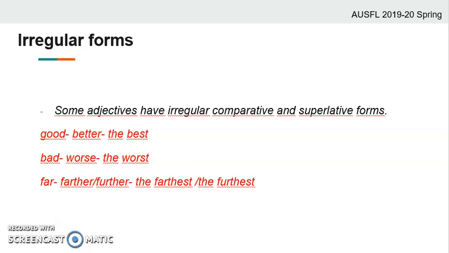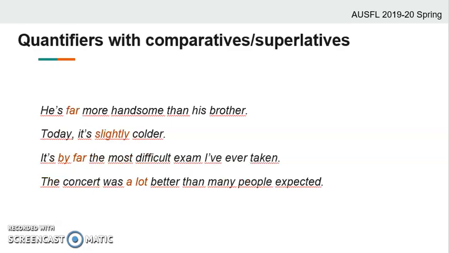Of course, we have got some adjectives that have irregular comparative and superlative forms. The most common ones are good, bad, and far. And you can see the comparative and superlative versions. Good, better, the best. Bad, worse, the worst. Or far, farther, the farthest.